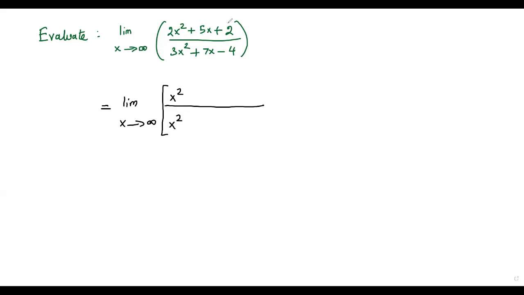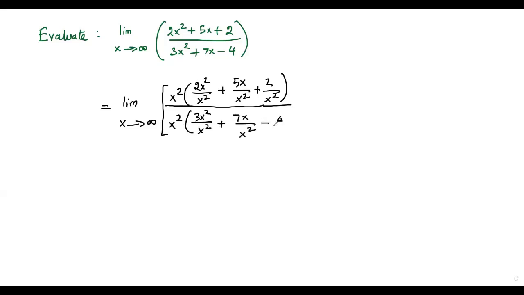If I factor x² out from the numerator, what will I get inside the parenthesis? To know what we have left in the numerator, I just have to divide each term in the numerator by the one I factored out, that is x². So I divide the first term 2x² by x², then 5x over x², and 2 over x². In the denominator also I have factored x² out, so I divide each term by x². First, 3x² by x², then 7x over x², and −4 over x².